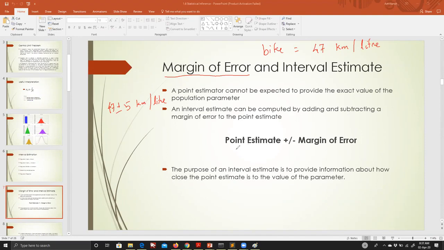So that would be like point estimate plus minus margin of error. So this 5 kilometer is a margin of error. Okay. Now let's take the example again, just to understand everything properly.